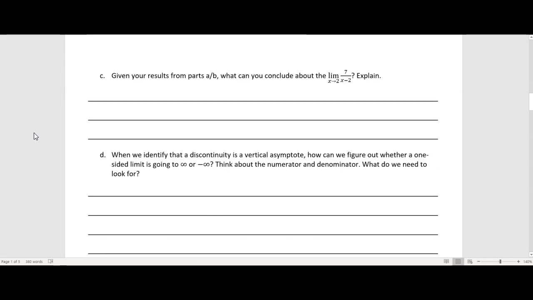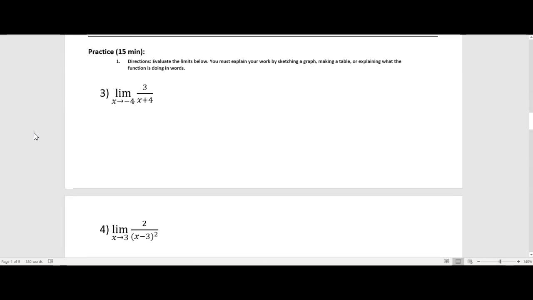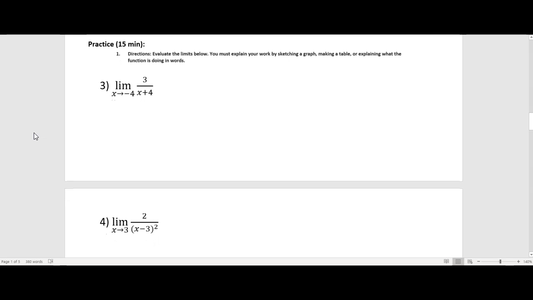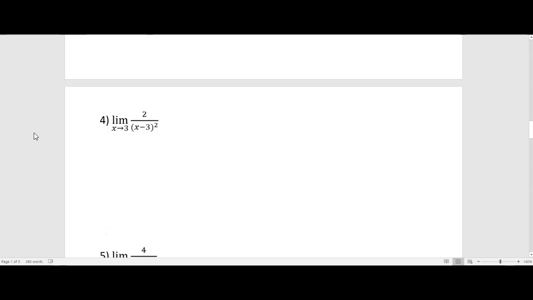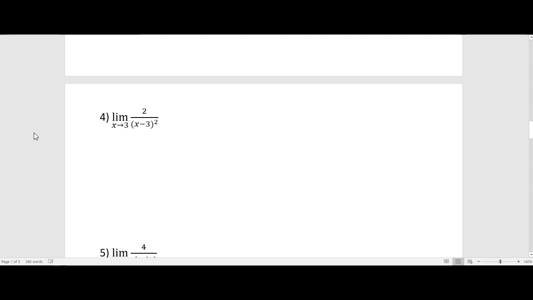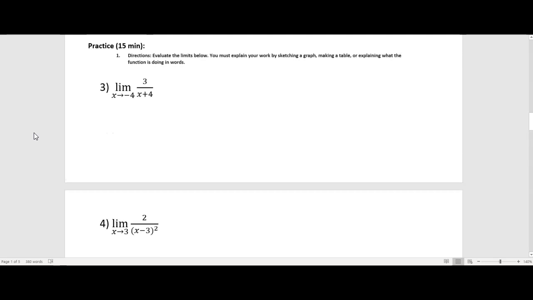We're going to go to the bottom of the second page, and we're going to do problems 3, 4, and 5. However, I encourage you to try these problems on your own before you come back and look at the explanations and solutions. Test them out. There's a couple different ways you can do these. You can use your TI-84s to make a graph, look at a table.